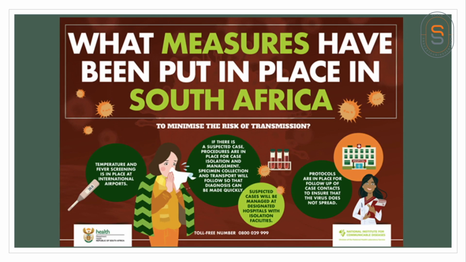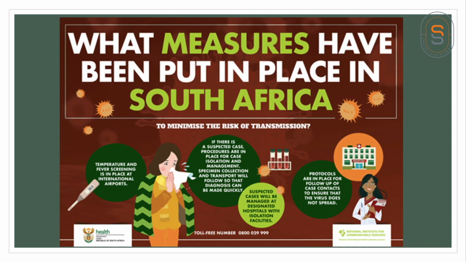Now we're going to look at an actual advertisement and questions and answers that you might get in an exam or a test. And can you believe it? There's already advertisements and comic strips on the coronavirus. So obviously we chose this one. What measures have been put in place in South Africa? Right, that is obviously your headline, to minimize the risk of transmission. And then you will see in the green circles, there is information and there are pictures accompanying all that information.